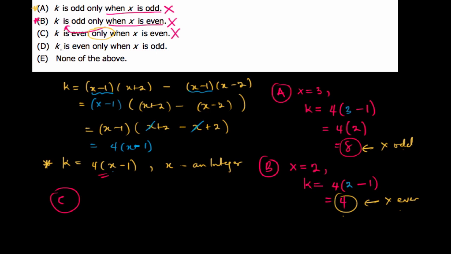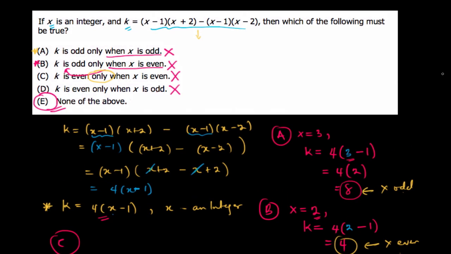And then also here it says k is even only when x is odd, which is also false, because k is not only even when x is odd, but also even when x is even, as we have seen in this part here. When x is odd, k is even, and when x is even, k is also even. So that implies that this statement is also false. So that tells us that none of the above options here is valid, and the solution to this problem has to be E. And that completes the problem. Thanks for watching.